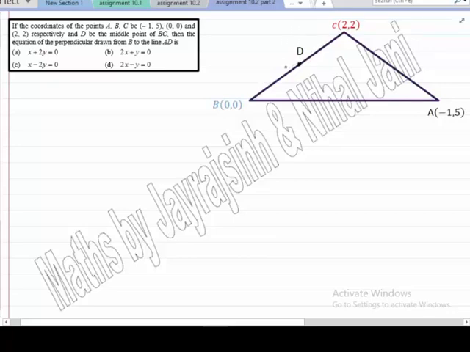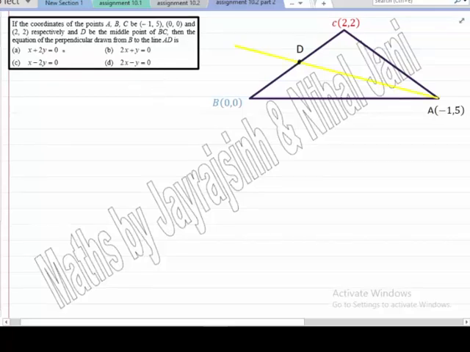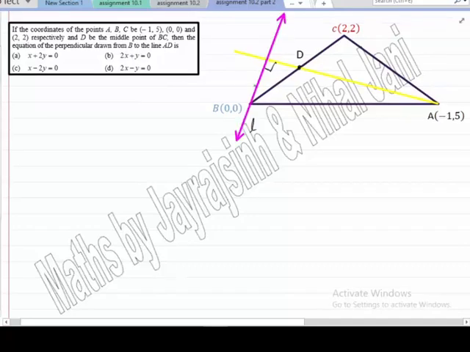Okay. Now, we have to find the equation of the perpendicular drawn from B to the line AD. So first of all, let's draw line AD, and then we have to draw a line passing through B and perpendicular to AD. It will be something like this. So actually we have to find the line L. We already have the point B on the line, right? We just need the slope, and this perpendicular word will be helpful to get the slope, right?